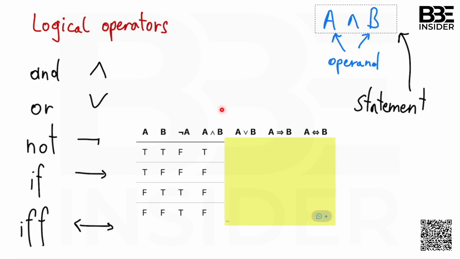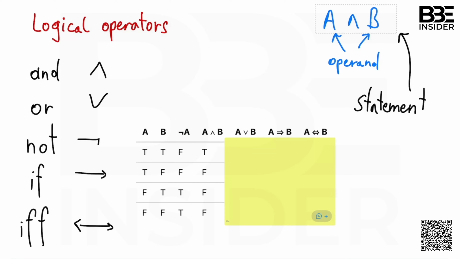Now I will present you a truth table. This truth table is very helpful when it comes to learning how logical operators work. This column shows you if the operands A or B are either true or false. Now check the first case.